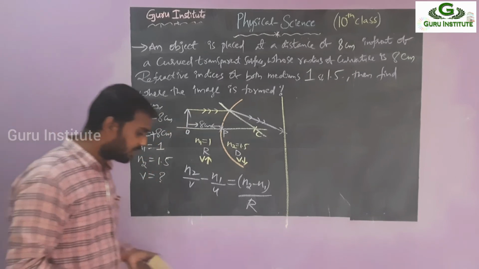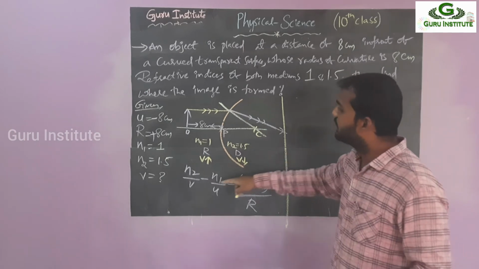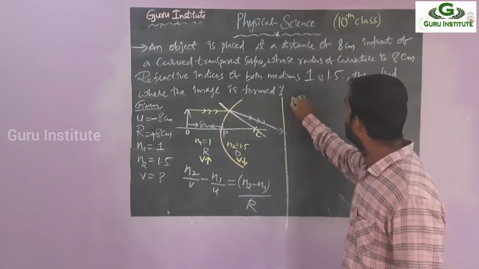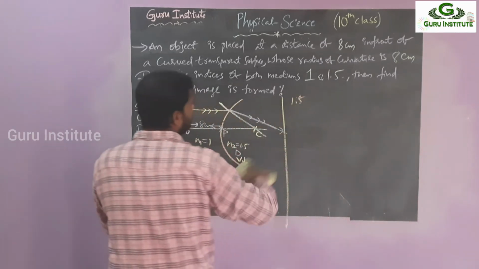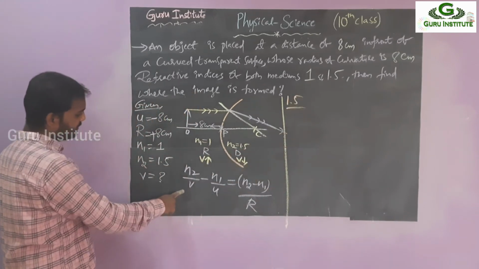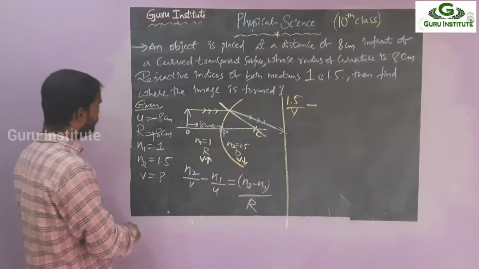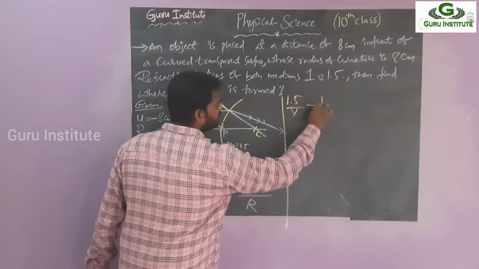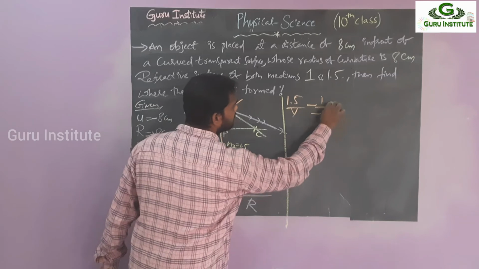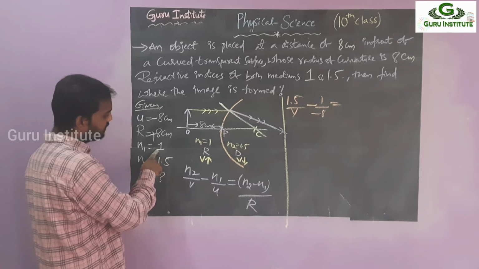Because this is not a convex or concave lens. For concave or convex we can write directly. So N2, what is the N2 value? 1.5 here. Next V. V is how much? That is what you have to find. Minus N1. Where is N1? That is 1. Then by U. Where is U? This is minus 8. Where is the sign rule? Minus 8, that equals N2 minus N1. N2 is 1.5, and N1 is 1.